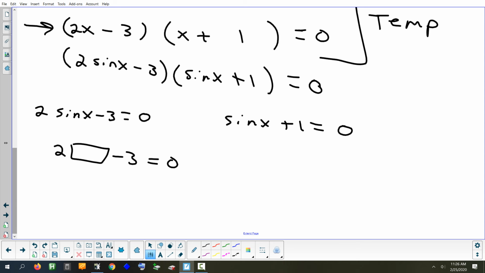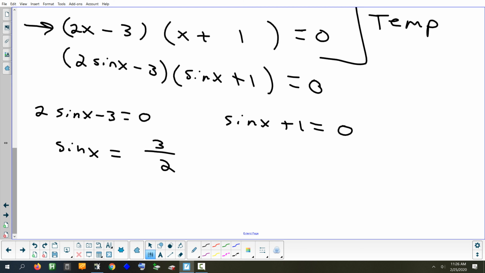So what's the first thing you would do here to start to get this block by itself? Yep. Add 3. Add the 3, and then what? Divide by 2. So I'm going to do that in one step. Add the 3, divide by 2.